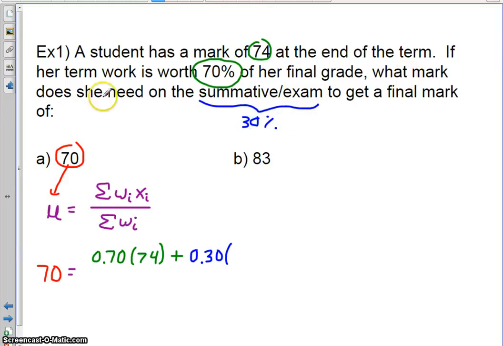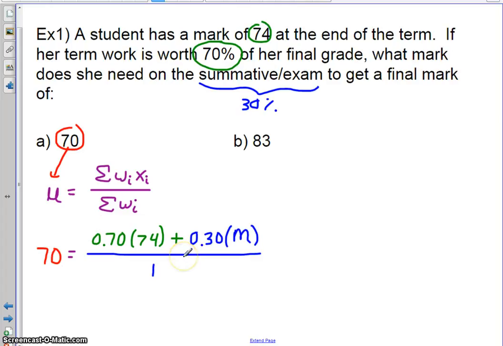We want to know what mark she needs on the summative of her exam to get that final mark. So let's just call that our unknown. Let's call it M for mark. Okay, well then what we divide it by is the sum of all the weightings. So our weightings here were 70% for term, 30% for final, so 100% total. So as a decimal, it's just going to be 1. Okay, so what I actually have now is an equation that's set up, and my unknown is over here on this side of the equation, and I have to solve for M. Again, that's going to be the mark she needs on the summative exam to get a final mark of 70.